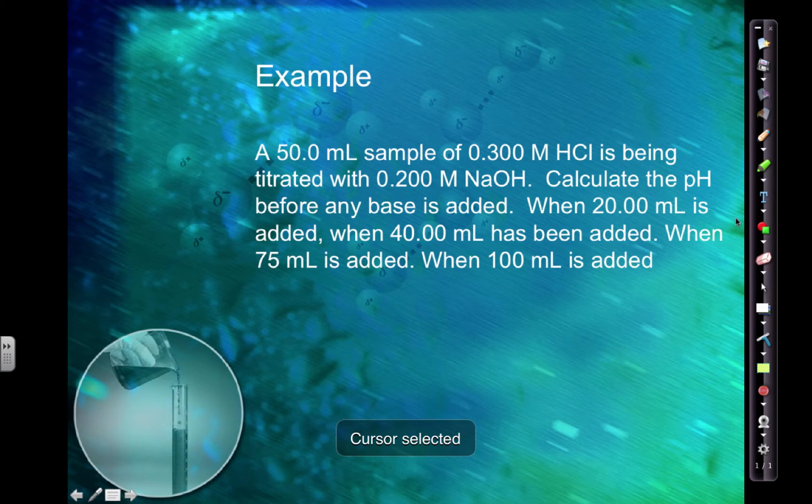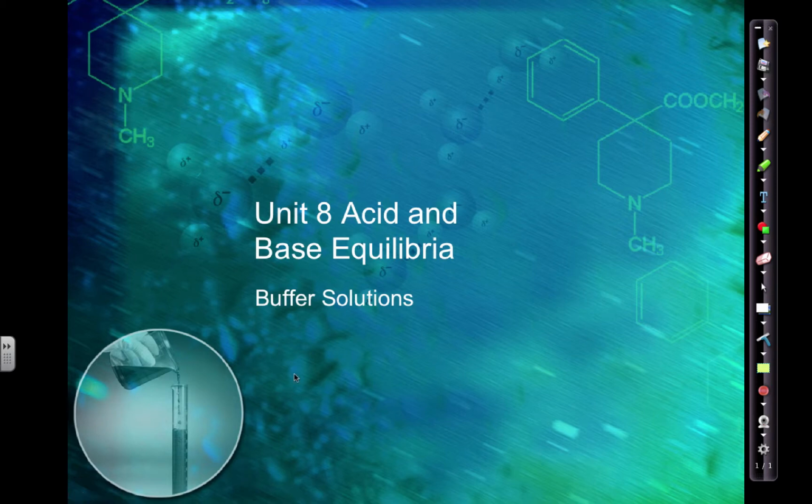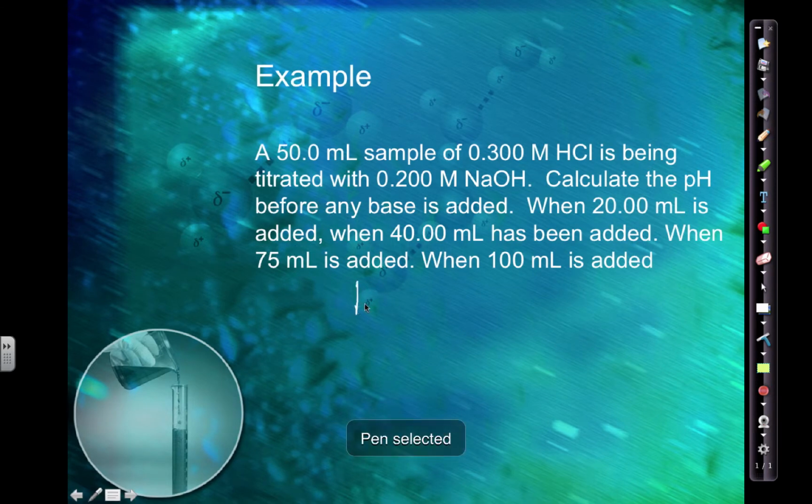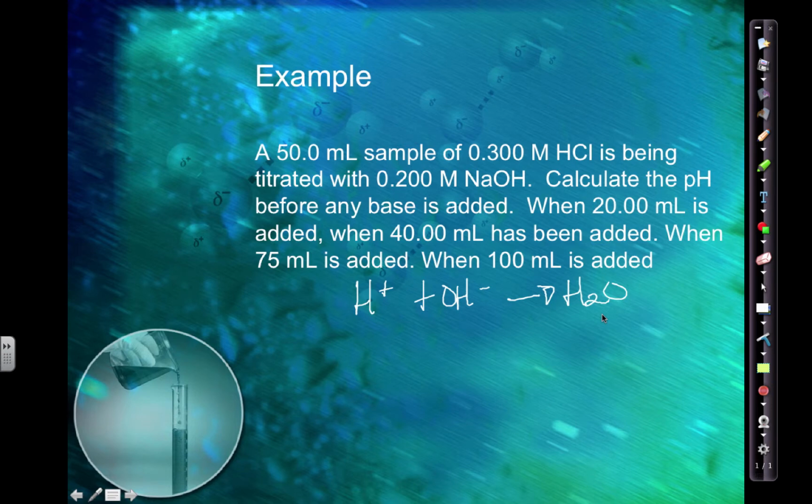All right, so our reaction is this: H plus hydroxide produces water. All right, so I want to know the pH at several times of this reaction. So a 50 milliliter sample of 0.3 molar hydrochloric acid is being titrated with 0.2 moles per liter of sodium hydroxide. Calculate the pH before any base is added, okay? And then when 20 milliliters is added, 40, and then 75, and then also 100.